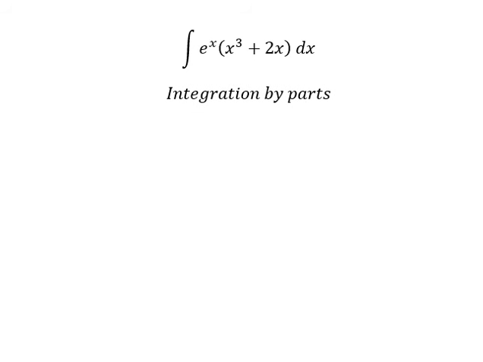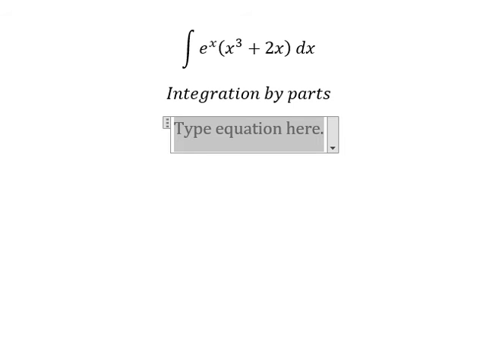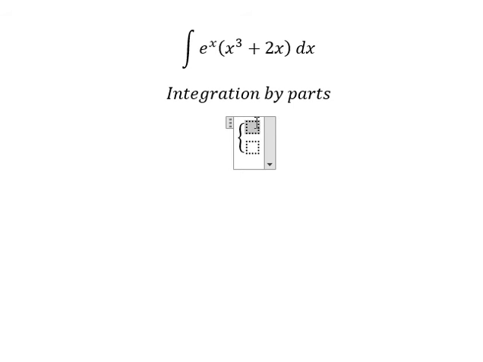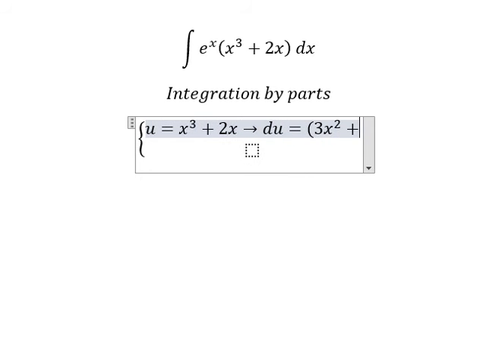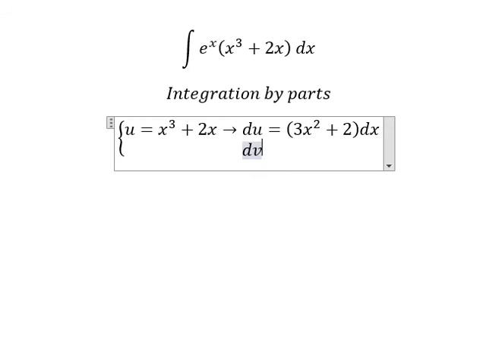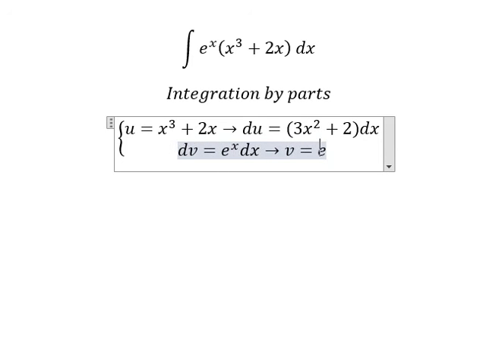So I will put u equals to s to the power of 3 plus 2s. Later, we need to do the first derivative for both sides. dv is e to the power of s ds. This one we have like this.